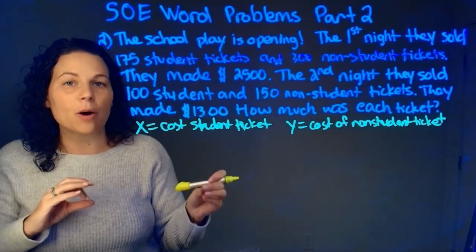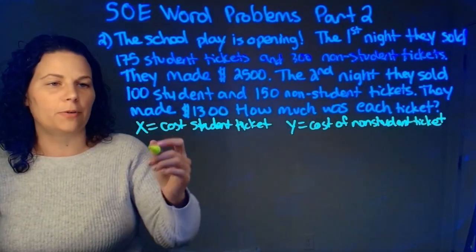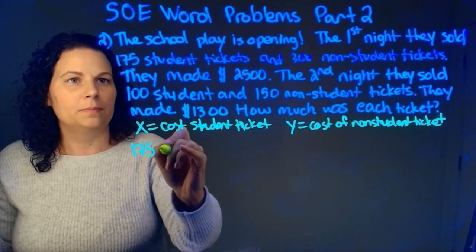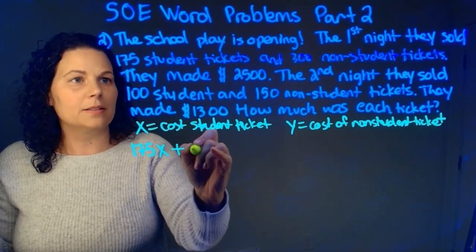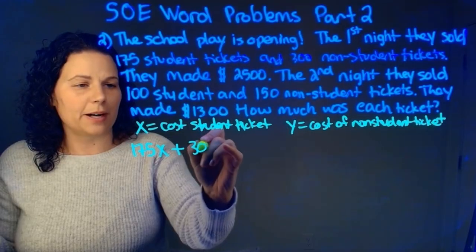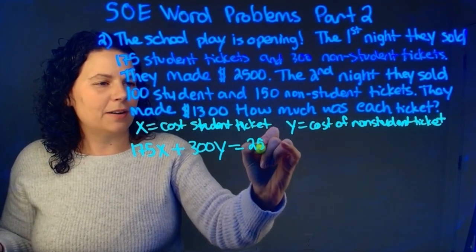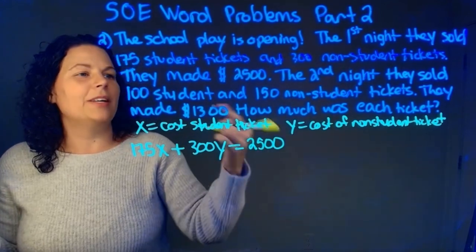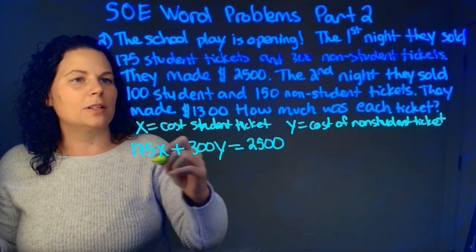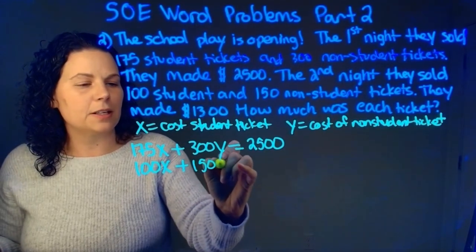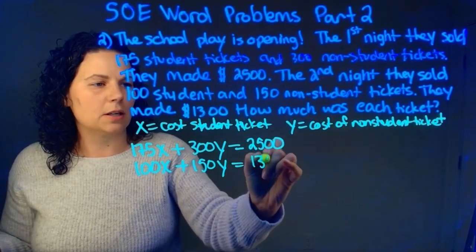Okay, so how much times how many? It's very, very helpful here. How much times how many? 175x plus 300y equals 2,500. Now the next sentence gives us the second equation. 100 students plus 150 non-students gave me $1,300.